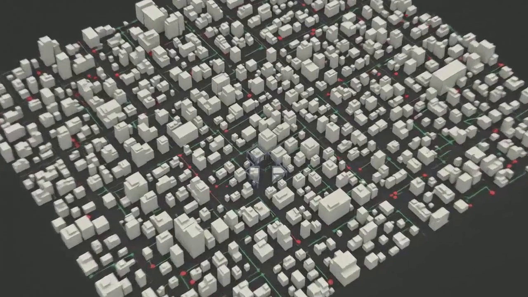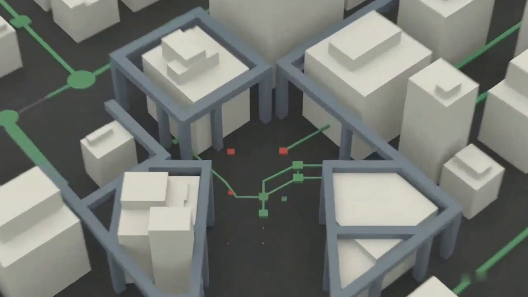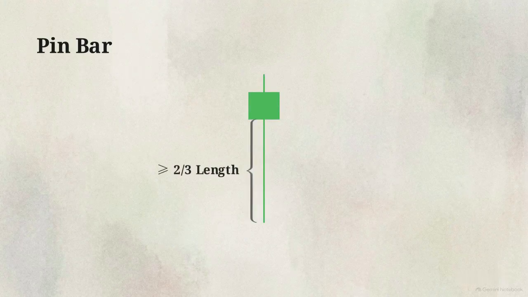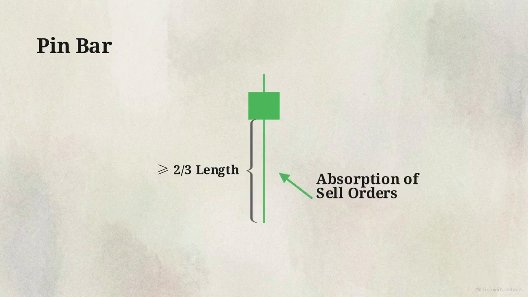Finding a safe entry point requires zooming in from the macro roadmap to the immediate order flow of individual candlesticks. This pin bar features a lower shadow comprising 2/3 of the total candle length. This long wick proves that institutional liquidity stepped in to absorb all sell orders and drive the price back into the upper range. The engulfing pattern shows a more immediate power shift.